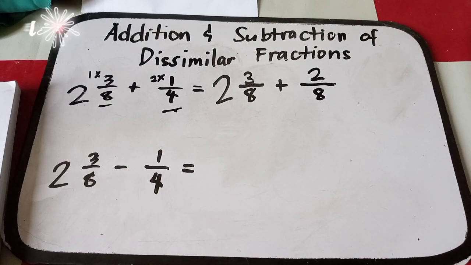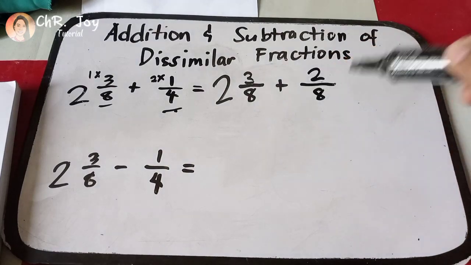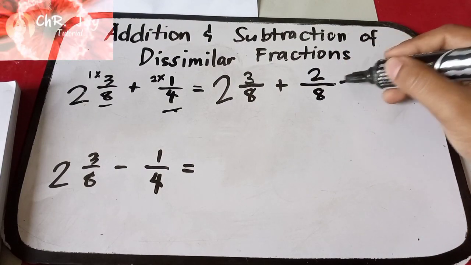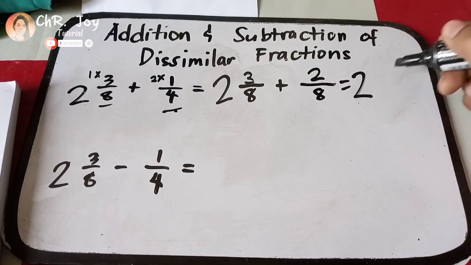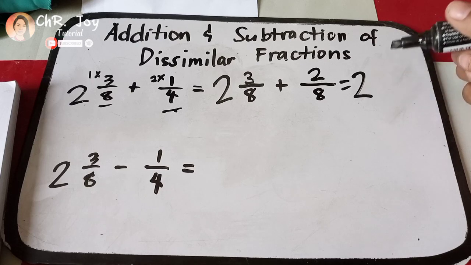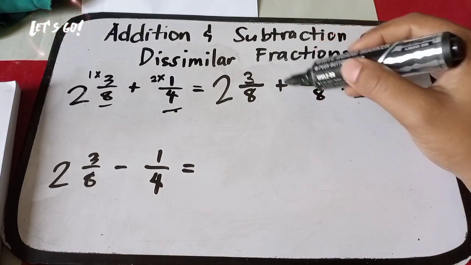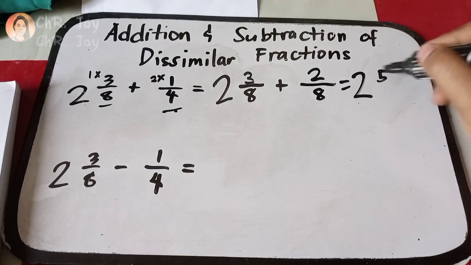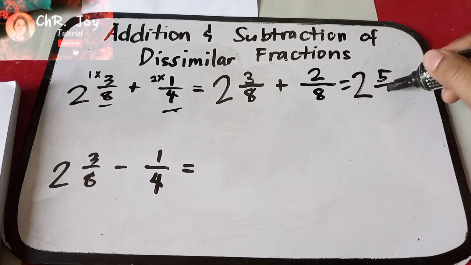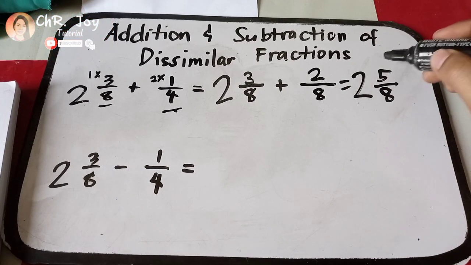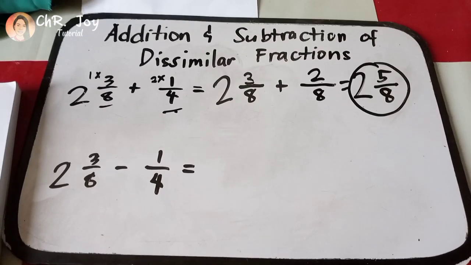For step 2, we're going to add the whole number and then the fraction. Dahil isa lang ang whole number, we're going to write the whole number here and then let's add the fractions. So 3/8 and 2/8. 3 plus 2 is equal to 5. And dahil 8 na siya, we're going to write 8 here. Now the answer is 2 and 5 over 8.